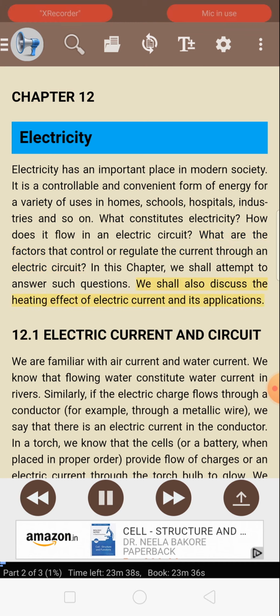We shall also discuss the heating effect of electric current and its applications. 12.1 Electric current and circuit. We are familiar with air current and water current. We know that flowing water constitutes water current in rivers. Similarly, if the electric charge flows through a conductor, for example, through a metallic wire, we say that there is an electric current in the conductor.